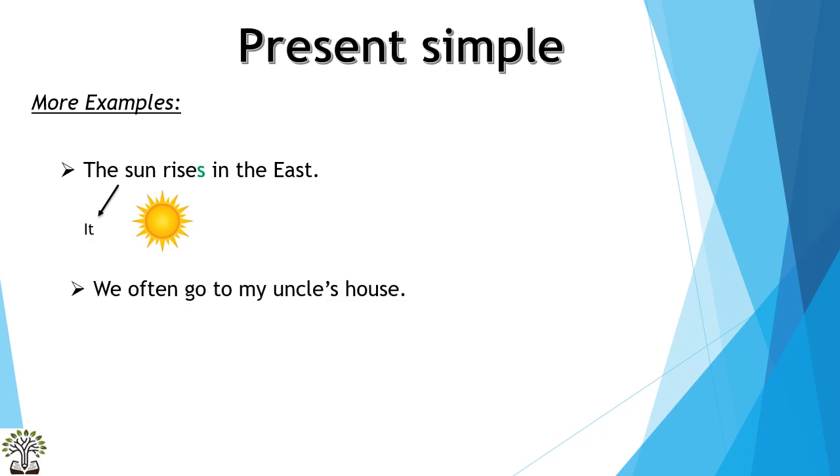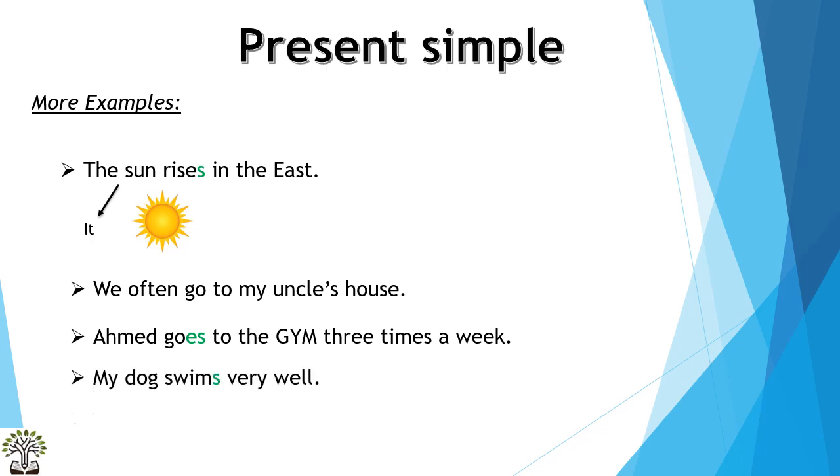Next, we often go to my uncle's house. We often is an adverb of frequency, so we put the adverb of frequency between the subject and the verb. Okay, كنحطوا داك adverb of frequency like sometimes, usually, often, and seldom. We put them between the subject and the verb. Ahmed goes to the gym 3 times a week. Okay, here we have Ahmed and they can change it with he. Okay, he goes to the gym 3 times a week.